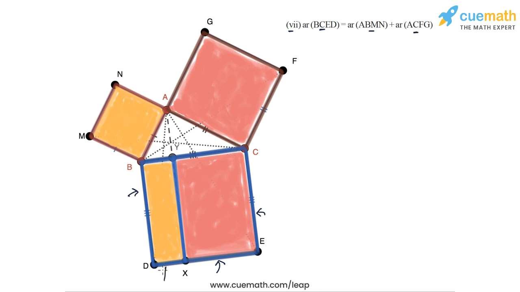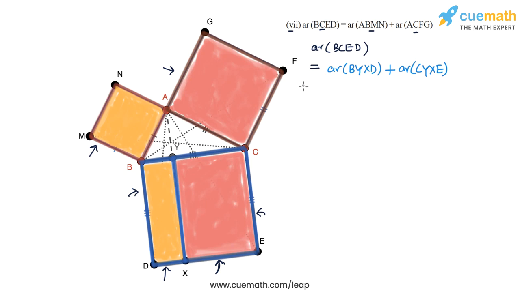So if you put these two areas together, you will get the area of square BCED, which will be the sum of the areas of ABMN and ACFG. So this is all that we have to do. So let's write this out now. So area of BCED, the left hand side, can be written as the sum of two parts. One is the area of BYXD, which is this part, the rectangle, and the second is the area of CYXE, this part.